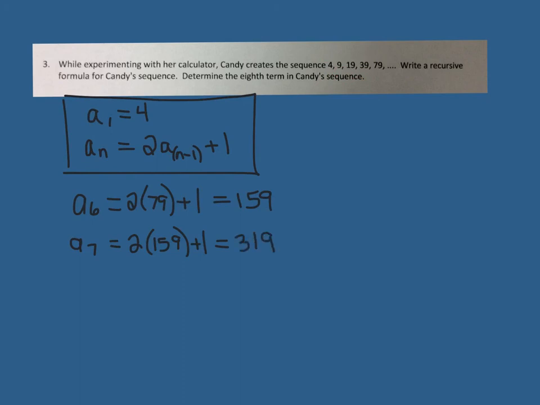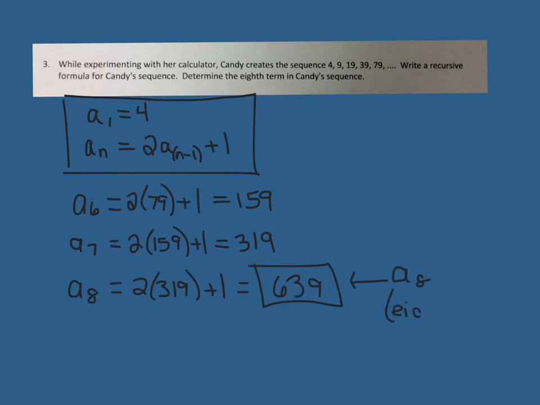And then finally, this is what they're looking for. If we want to find the 8th term, we're going to double the 7th term and add on 1. So 2 times 319 would be 638, and 638 plus 1 is 639. So this right here would be a sub 8, which, in other words, just means the answer to the 8th term, or the value of the 8th term.